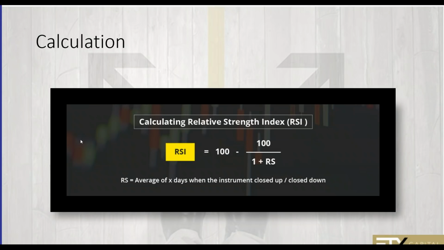So the calculation for RSI is a very easy calculation. It's 100 minus 100 divided by 1 plus RS. RS is the average of days when the instrument closed up or closed down. I have a real quick presentation that's going to explain this to you in easy detail so you understand it, but we'll never have to go back to it again. So let's watch this, and I'm going to explain it to you here.